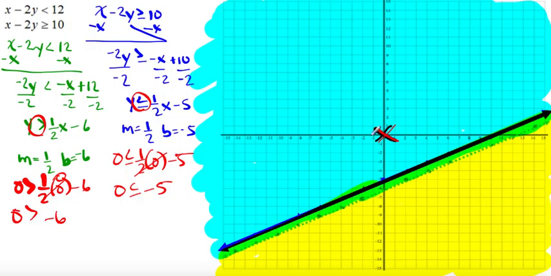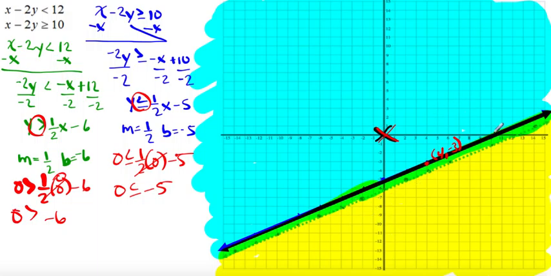Alright, so my solution to this system is the area in green and the black line here. So for example, a solution to this system could be 4, negative 3. 4, negative 3 is a solution. And everything that's in yellow or in blue is not a solution. And then on the dotted line, of course, is not a solution.